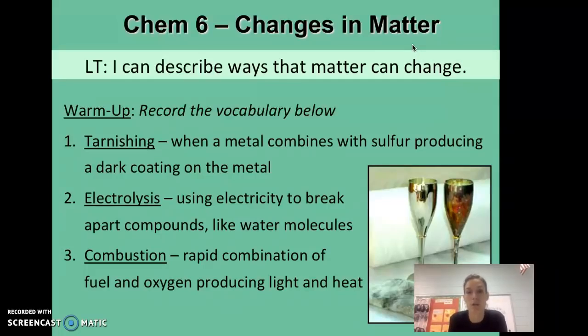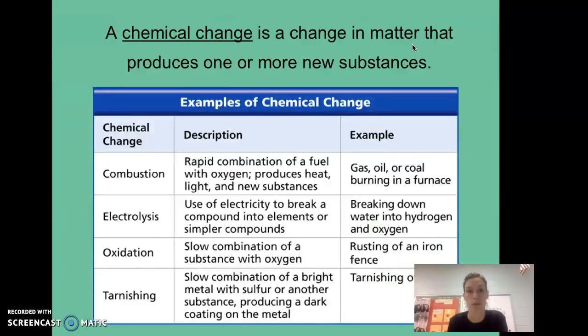We have already talked about physical and chemical properties quite a bit, and so this is how matter is changing, some ways that it can change. A change in matter that produces one or more new substances, so something is changing into something new, is a chemical change.